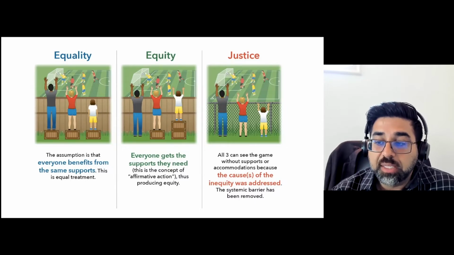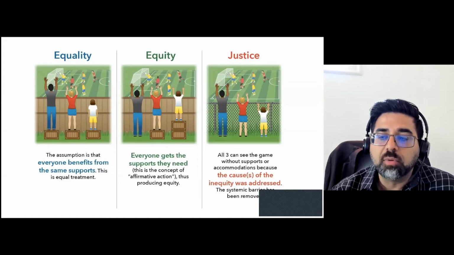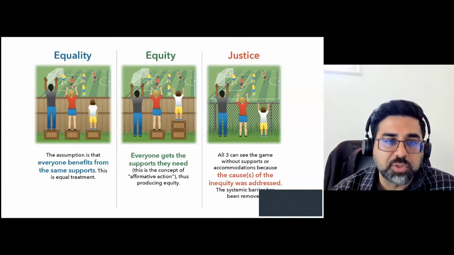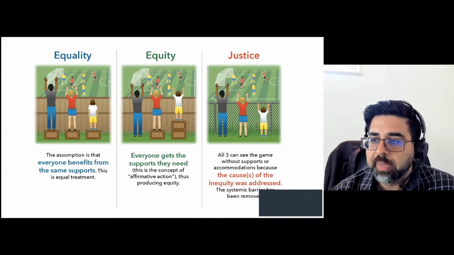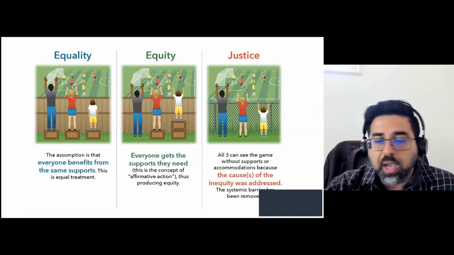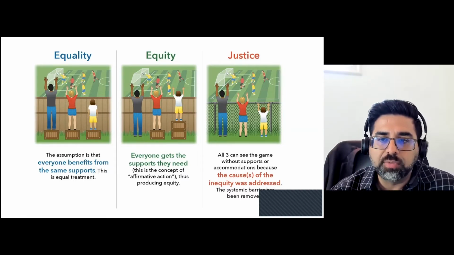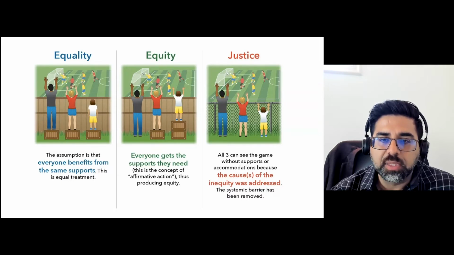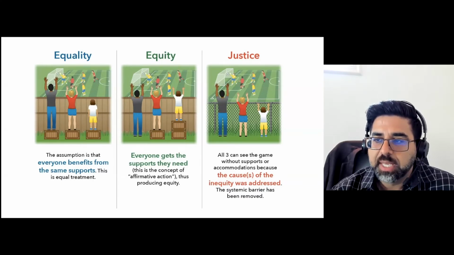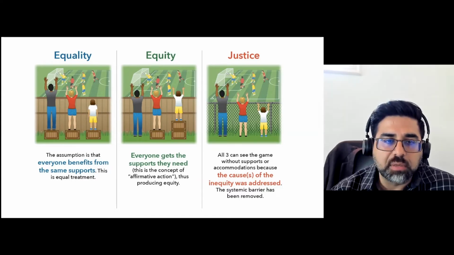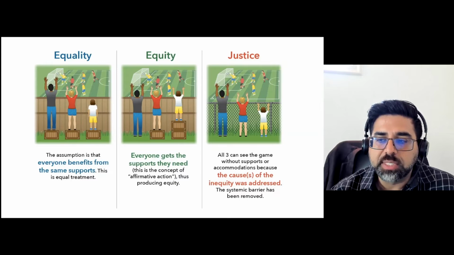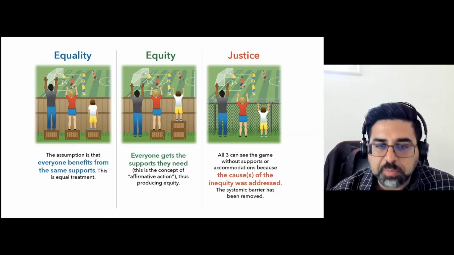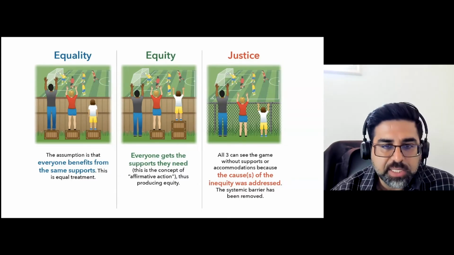Because the cause of the inequity was addressed. So it's about removing the systemic barrier or the social barrier or whatever other barrier there may be. And so this is the idea that we're trying to apply: taking these determinants, these factors, and intersecting them with the clinical and health systems, to see if we can better address the needs of individuals, because we understand the barrier that's in place in the first place. So with that, let's go to the next slide.